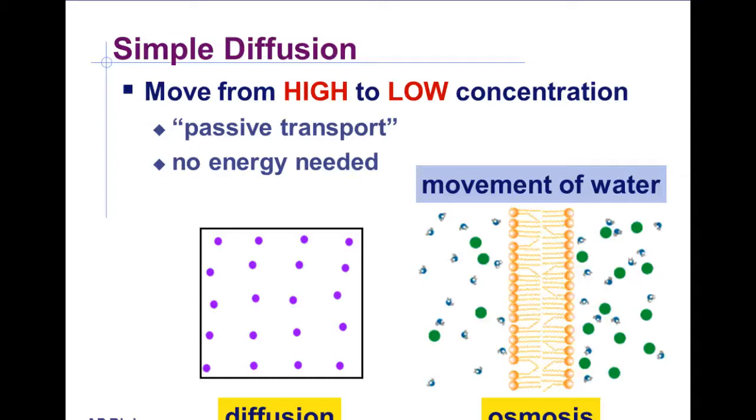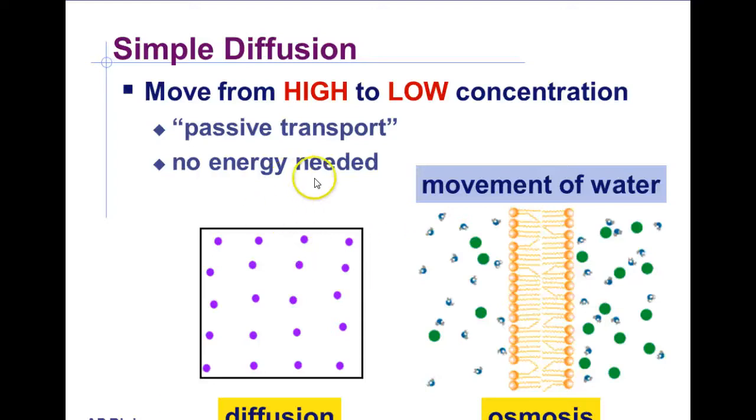Now, imagine opening a bottle of perfume in a room. The perfume molecules move into the room. Why? Yes, because the concentration of perfume molecules is greater in the bottle than in the room. So no energy is required. It just happens automatically because of the difference in concentration. Now write in your notes that the area where high and low concentration meet is called the concentration gradient.